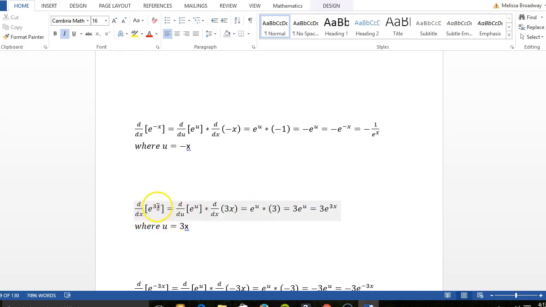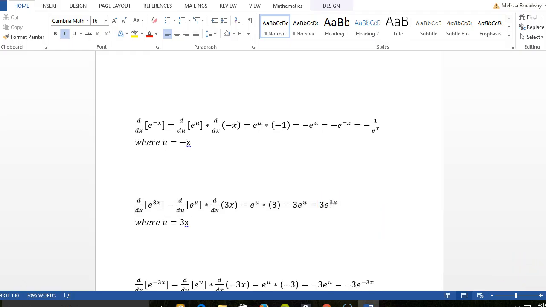Okay, now what if we don't put the 3 in front? What if we put the 3 up here? Then, again, we let u equal 3x. And so we do d by du of e to the u times d by dx of 3x. And so that's going to be e to the u times 3. And so that's 3e to the u. And that's 3e to the 3x.